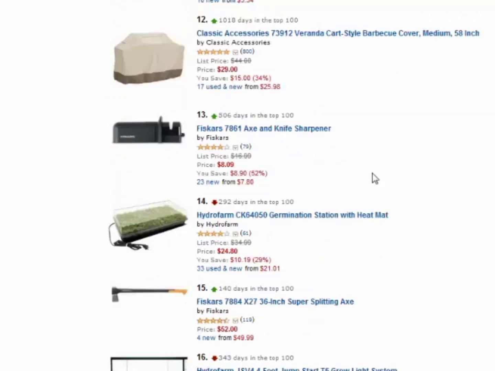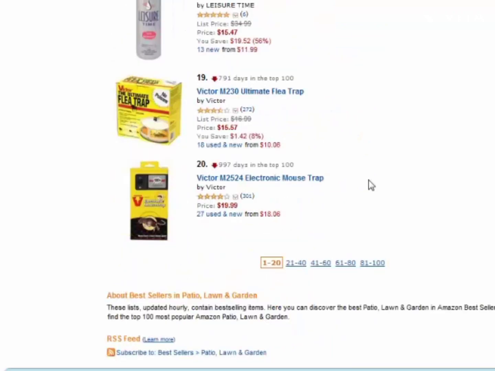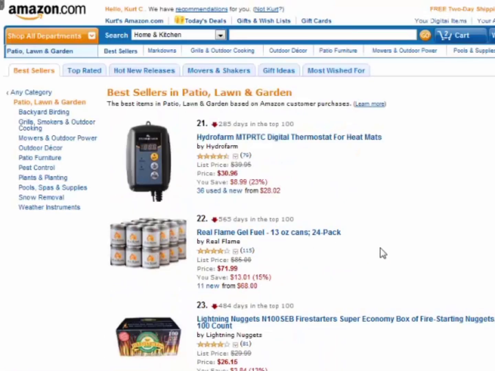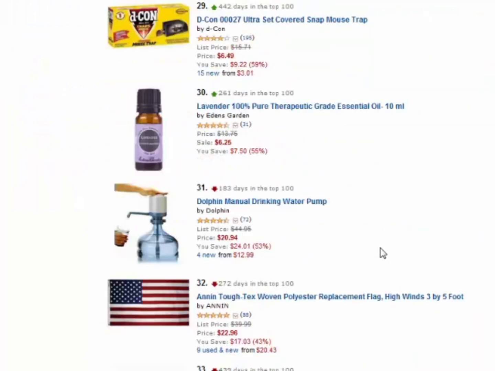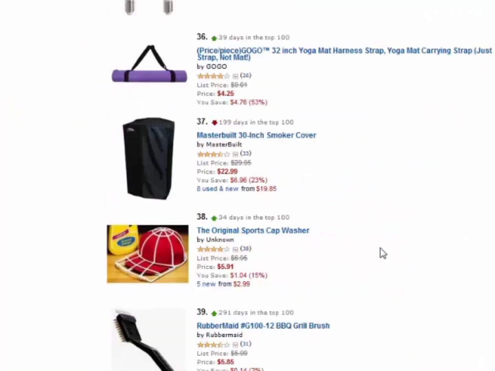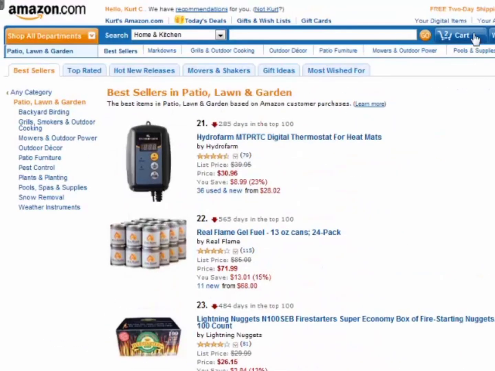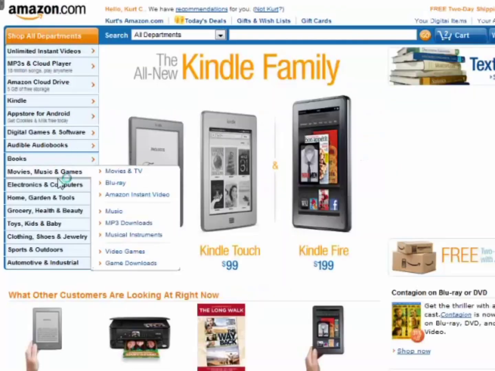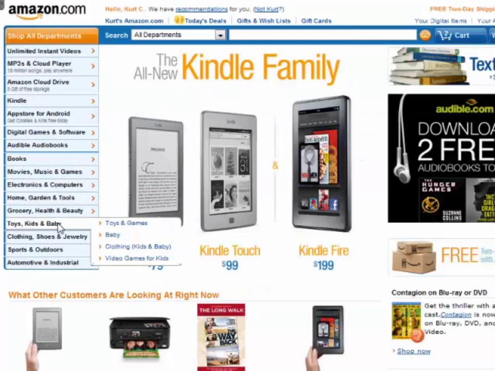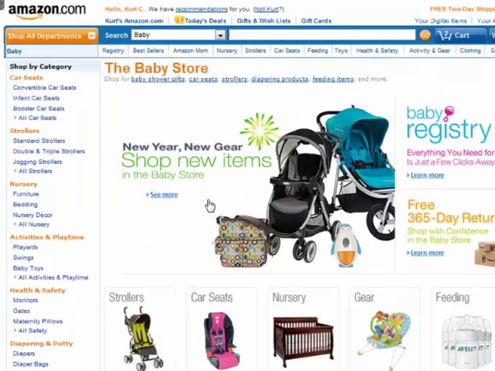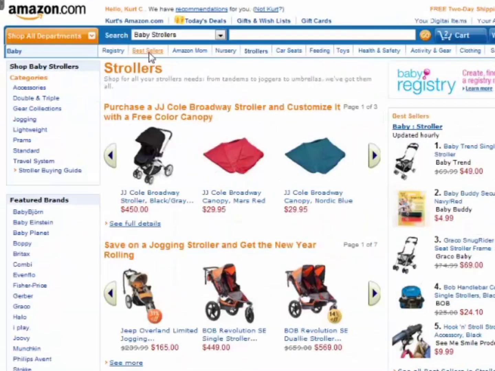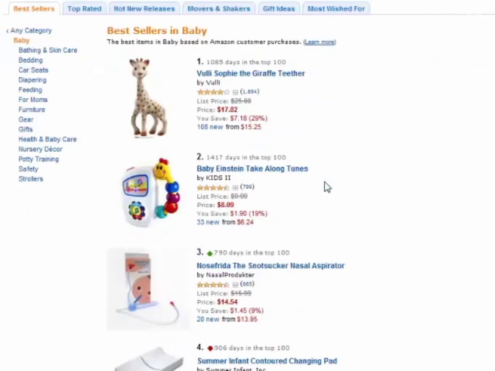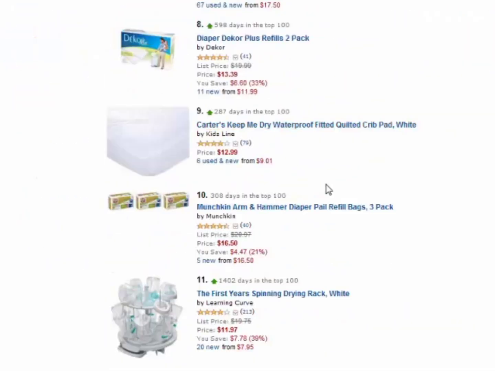We got some grill covers. So these are the best sellers. Nothing here is really jumping out at me. A lot of grill covers, a lot of insect repellents, light bulbs. I'm not seeing anything too promising in that one. We can go to baby. That's a popular one. Strollers. We can look at bestsellers again here. And here we're just popping up a lot of toys.